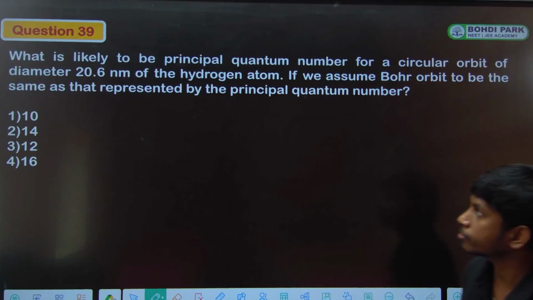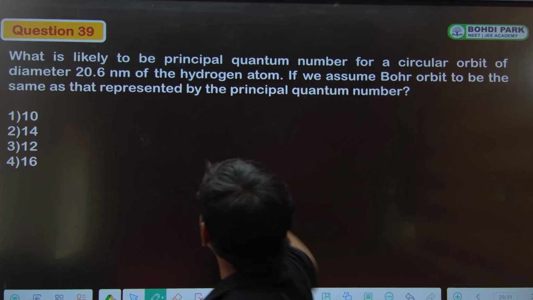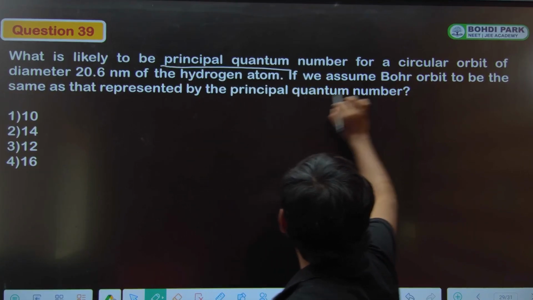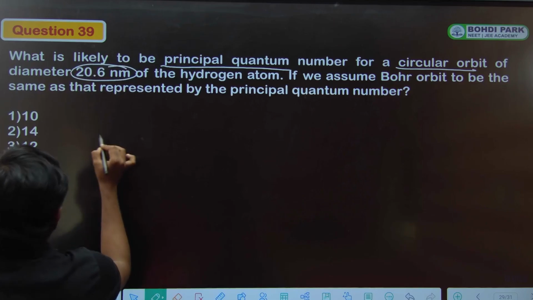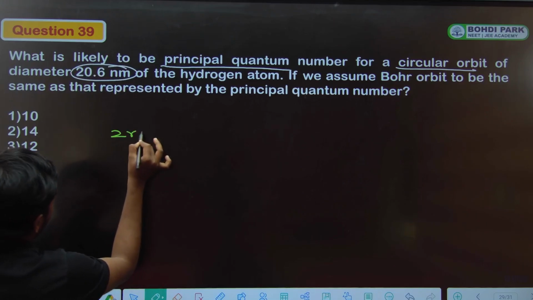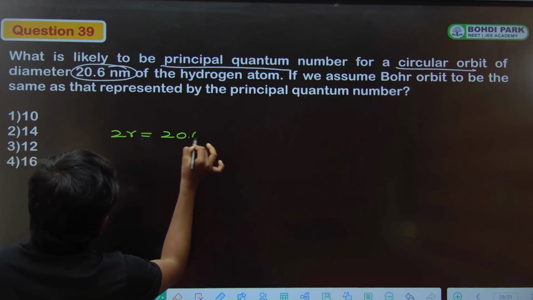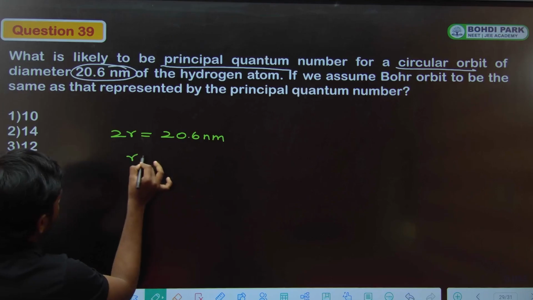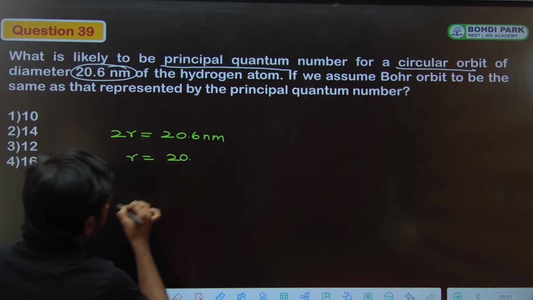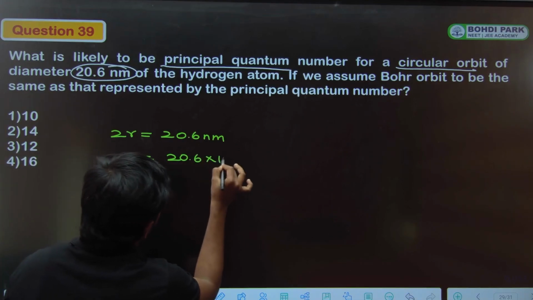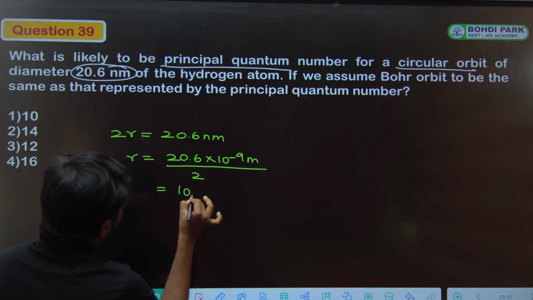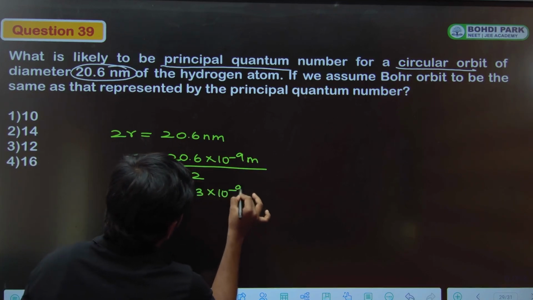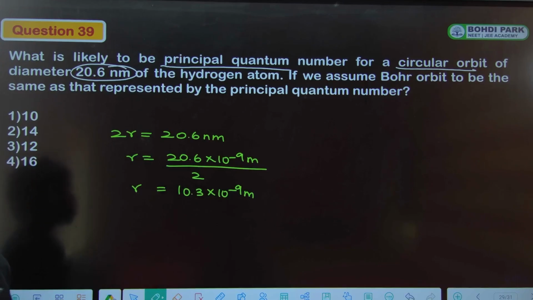Next: what is likely to be the principal quantum number for a circular orbit of a given diameter? Diameter is given. What did we see diameter as? 2r. The 2r value given is 2.6 nanometer. So radius is equal to 20.6 into 10 to the power minus 9 meter divided by 2, so 10.3 into 10 to the power minus 9 meter. It is the radius of an atom.